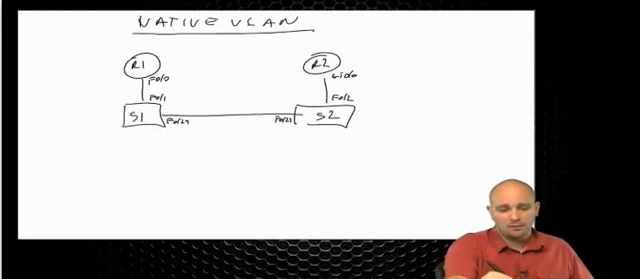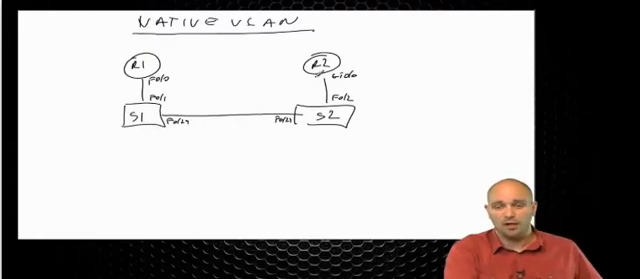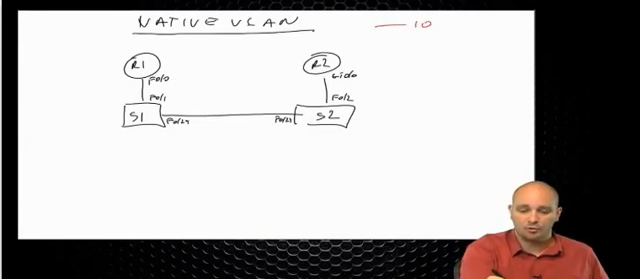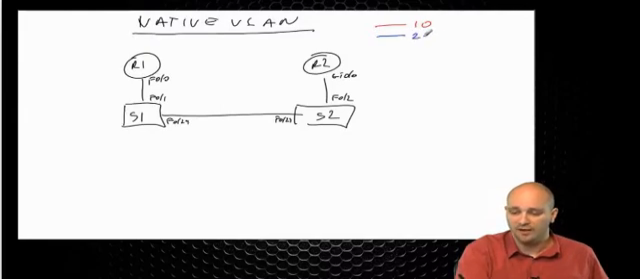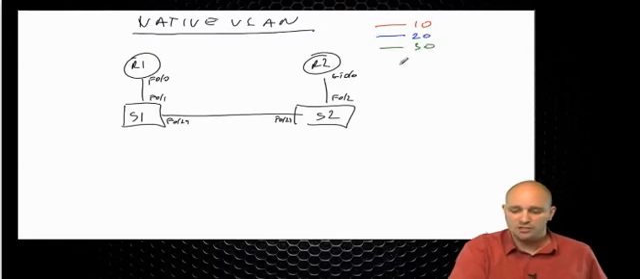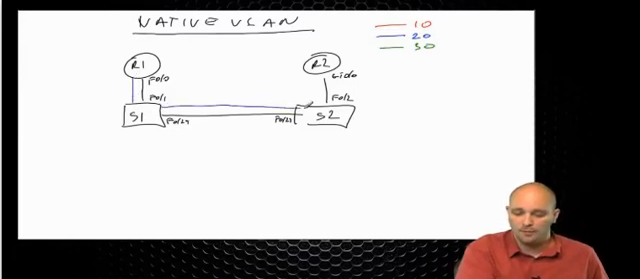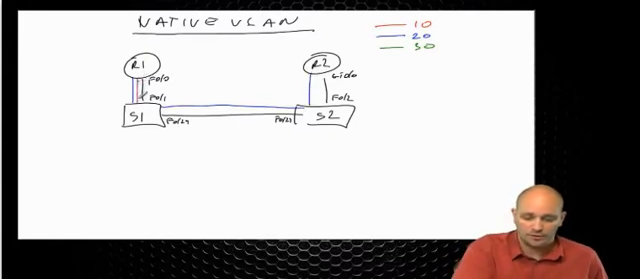Let me build two VLANs between R1 and R2. I'm going to have a red VLAN, which is going to be VLAN 10, and a blue VLAN, which is going to be VLAN 20. I'm going to have a third VLAN, VLAN 30, which is not going to be present on R1 and R2. My goal is to have communication between R1 and R2 in both red and blue VLANs. So here is blue, here is the red one. Between switch 1 and switch 2, I'm also going to be allowing the green one.